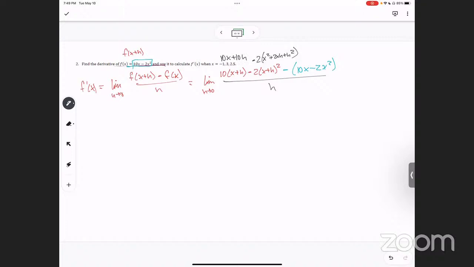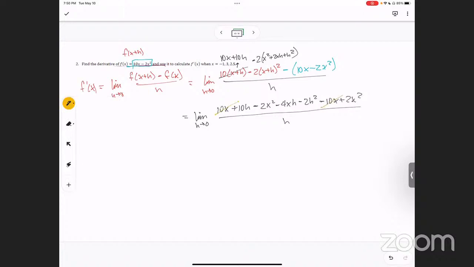So now let's clean that whole thing up. Let's see what we have here. It's the limit as h goes to 0 of negative 10x plus 10h, because you've got the negative and the 10x is positive. I simplified this one right there, just that. So 10x plus 10h minus, I'm going to distribute that 2 in, minus 4xh minus 2h squared minus 10x plus 2x squared, all over h. Did I do that right? Check my work, please.